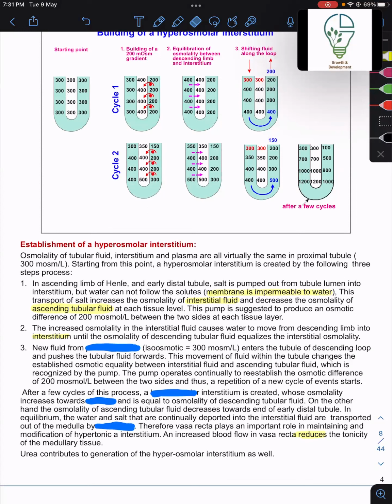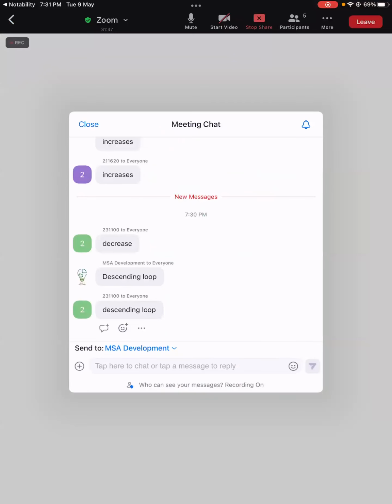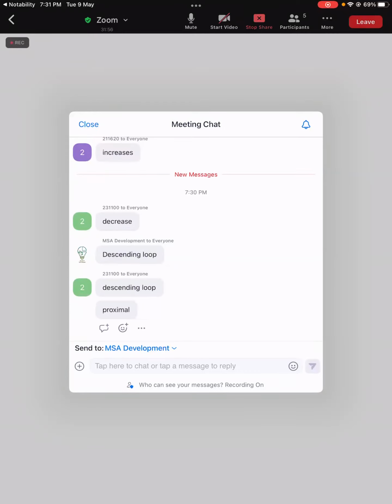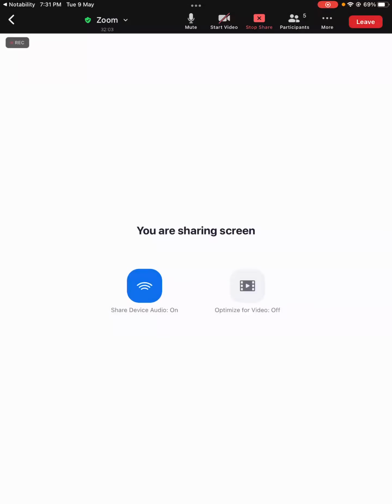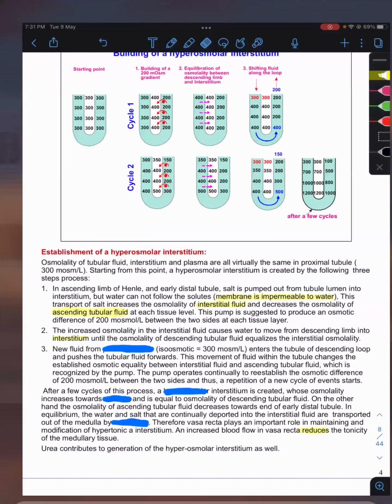Okay, new fluid from where enters the tubule of the descending limb? What part of the nephron does new fluid enter? Isotonic fluid specifically. The fluid that enters the descending limb, where is it coming from? Good, proximal tubule, exactly. And it's isotonic.